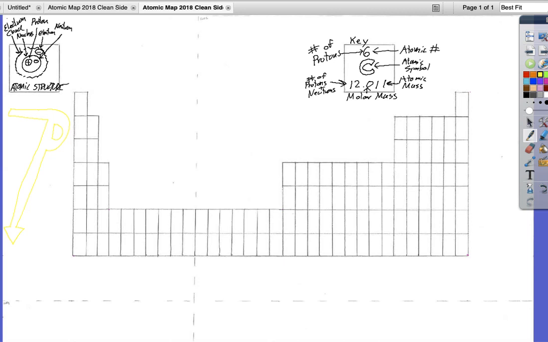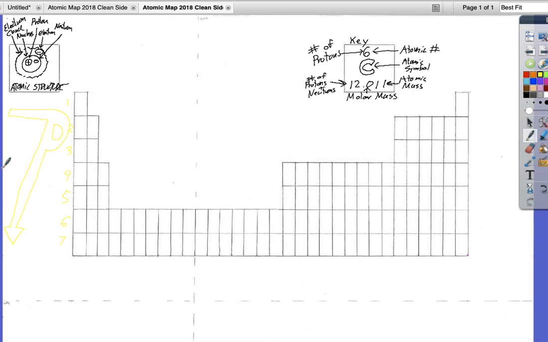All right, so there's 7 periods. So I'm just gonna write them right here. 1, 2, 3, 4, 5, 6, 7. All right, so now we have our periods. Now, once again, you're thinking, why the heck would a chemist just decide to use the number 7?